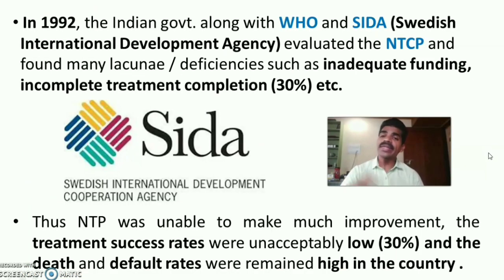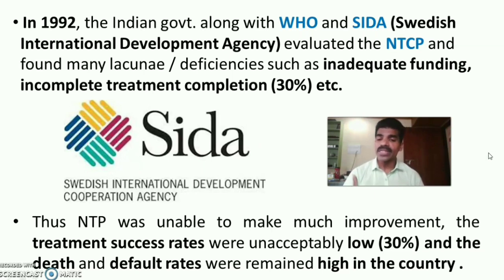In 1992, the Government of India, along with the WHO and SIDA, that is the Swedish International Development Agency, an international agency, evaluated the National TB Control Program and found many lacunae or deficiencies, such as inadequate funding for the program, and incomplete treatment for the TB patients. That is, only 30% of people got adequate treatment through the National TB Control Program. Thus, NTP was unable to make much improvement.